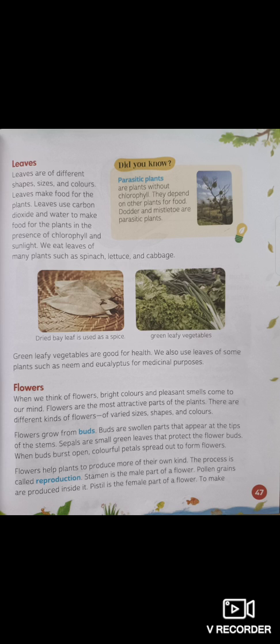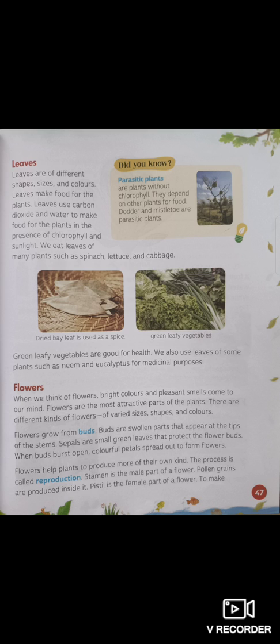So have you ever seen a flower bud? It's basically before a flower grows, right? When it's still in its early stage, before it blooms into a flower, they form from flower buds, right? The buds are like swollen parts that appear at the tips of the stems, right? And then flowers help plants to produce more of their own kind. The process is called reproduction, right? Where plants make more of their kind, called reproduction.